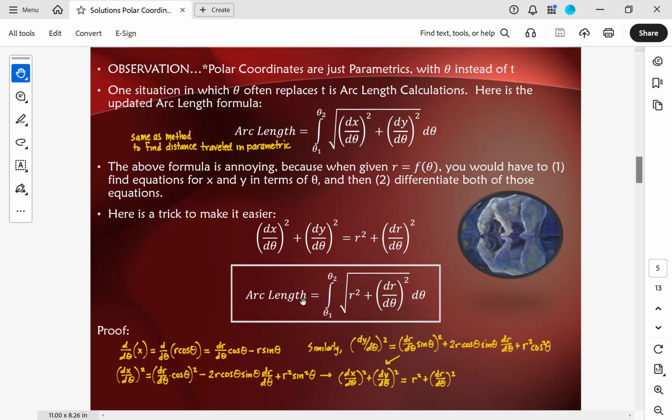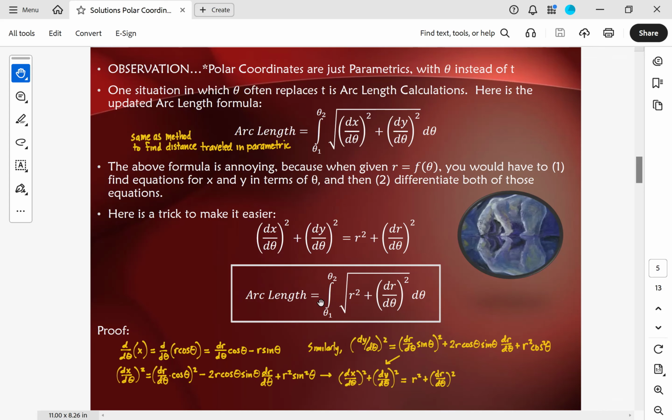The trick is not required. There have been years where I didn't even show this formula to my class. So proceed with caution at your own risk here. This formula down here is not a shortcut if you can't remember this formula. The top one is easier to remember, okay?